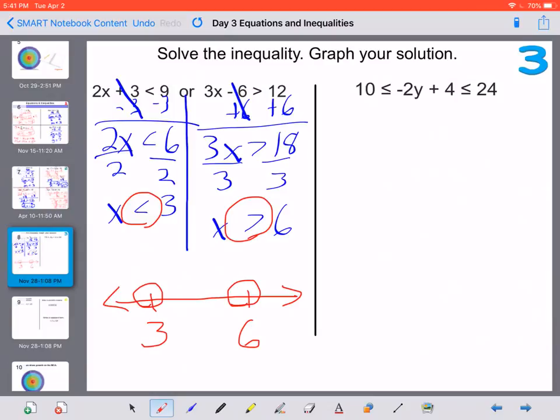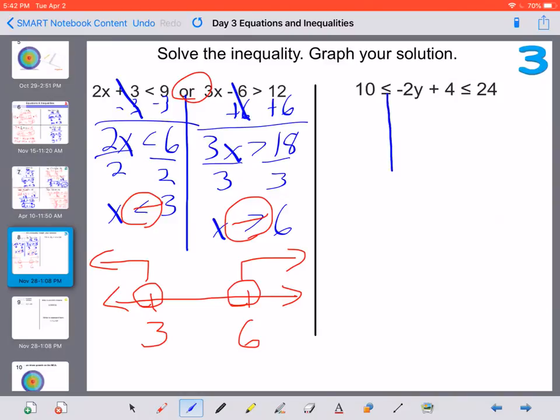The arrow tells us which way to point. So this one is saying point to the left. This one is saying point to the right. So when we have or inequalities, we're going to have arrows pointing in different directions, away from each other.